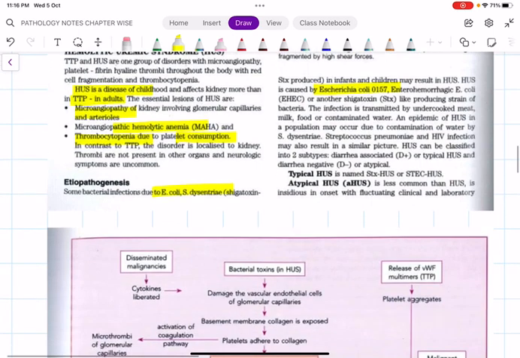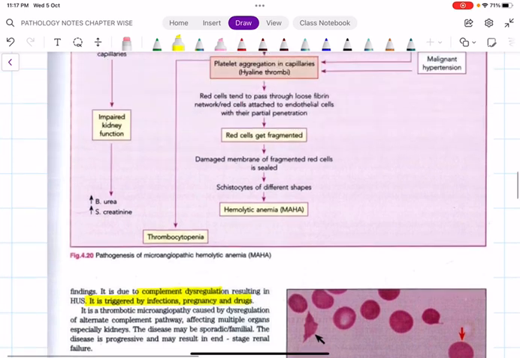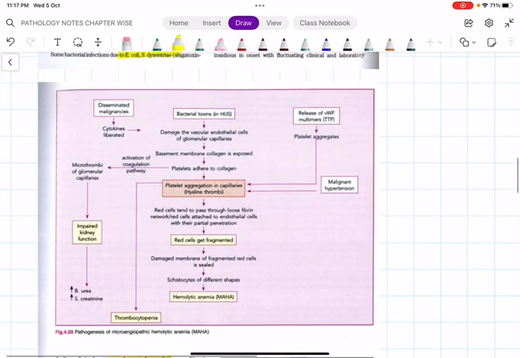And what about atypical HUS? Atypical HUS is mainly because of complement dysregulation. It is triggered by a lot of factors like infections, pregnancies and drugs. I hope you understand what is typical. Typical means infections, atypical means complement deficiency.